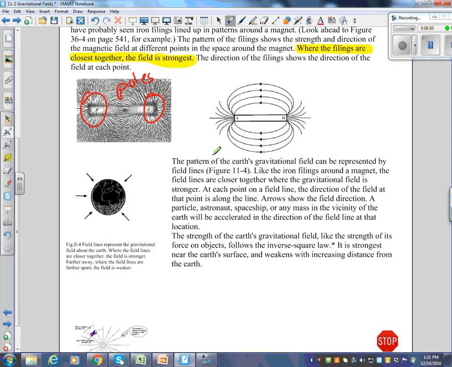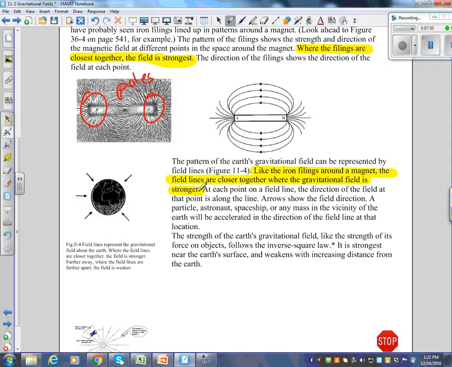Let's move on. The pattern of the Earth's gravitational field can be represented by field lines. Like the iron filings around a magnet, the field lines are closer together where the gravitational field is stronger. At each point on a field line, the direction of the field at that point is along the line. Arrows show the field direction. A particle, astronaut, spaceship, or any mass in the vicinity of the Earth will be accelerated in the direction of the field line at that location.